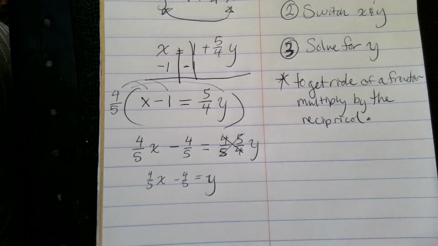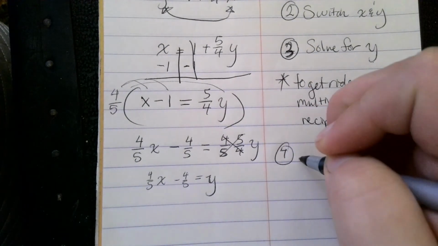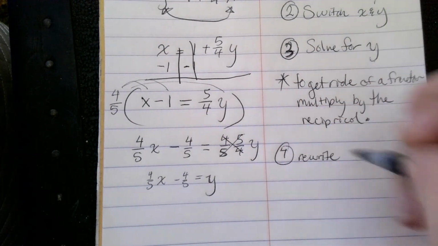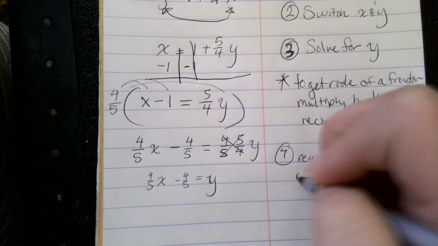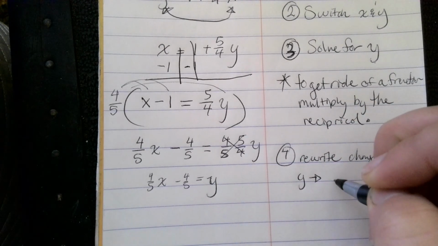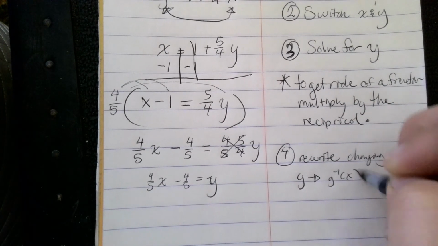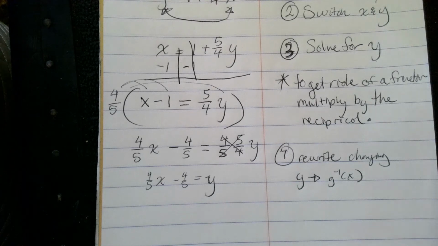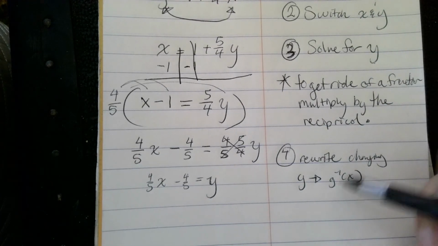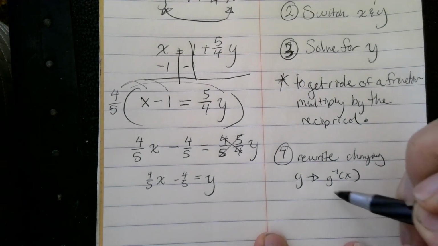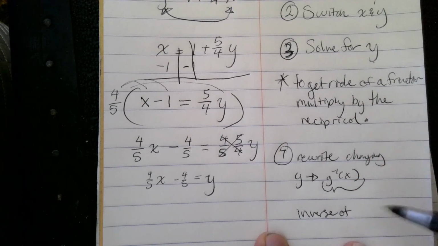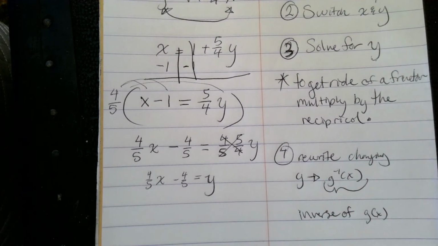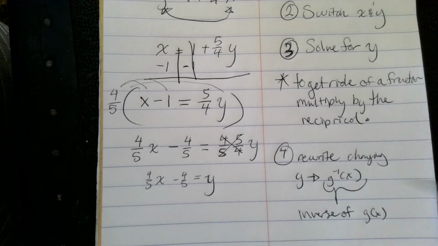And the last step is to rewrite, changing y into inverse function of whatever the letter was. So we had g, if it was f, it would be f. This little negative 1 right there, this means inverse of g of x. That's what that means, that little negative 1 there.